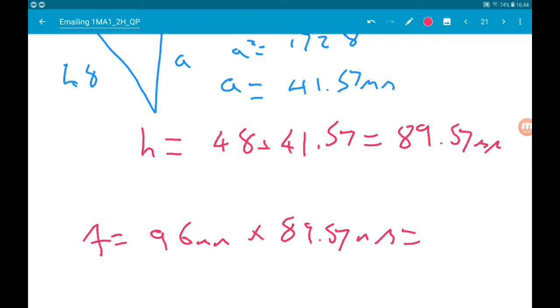So that will give us 8,598.7. The third significant figure is the 9, which is being told to round up. So we actually get 8,600 millimeters squared.